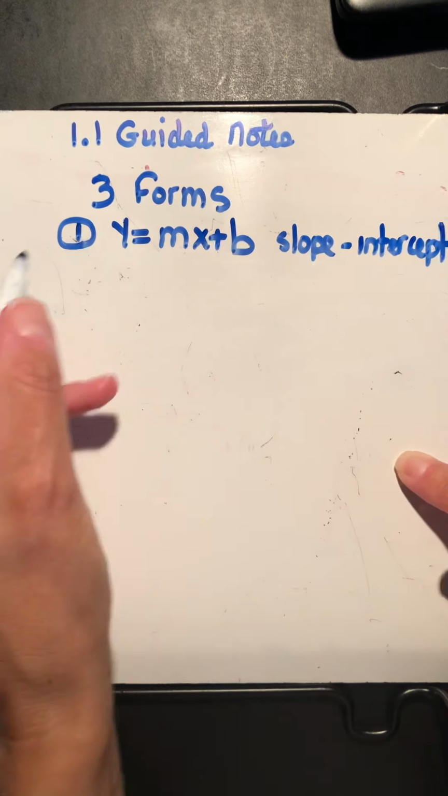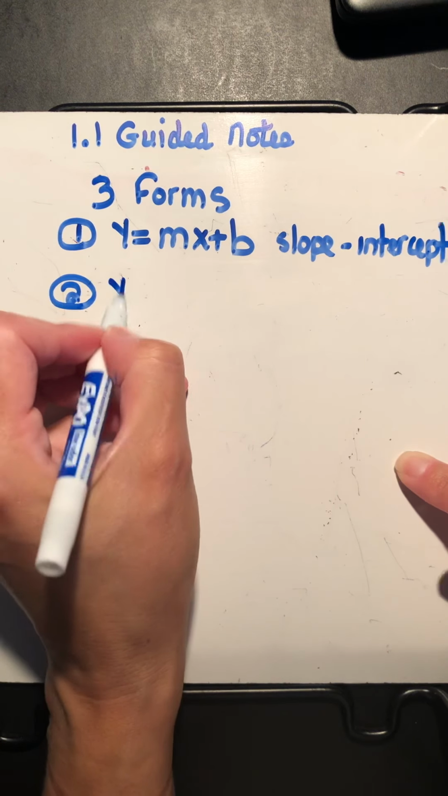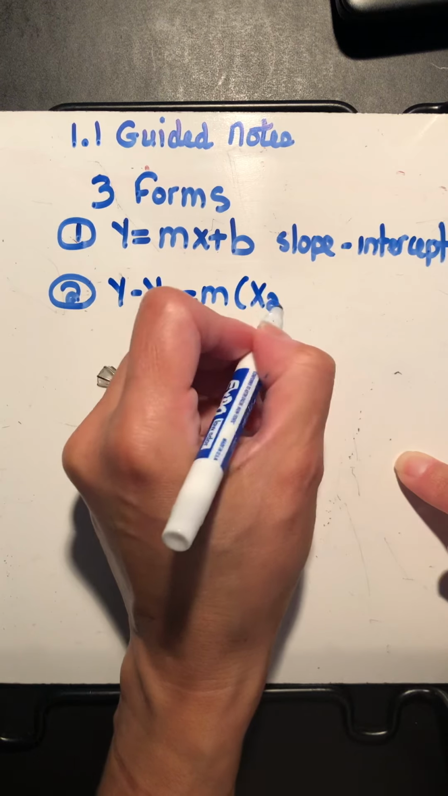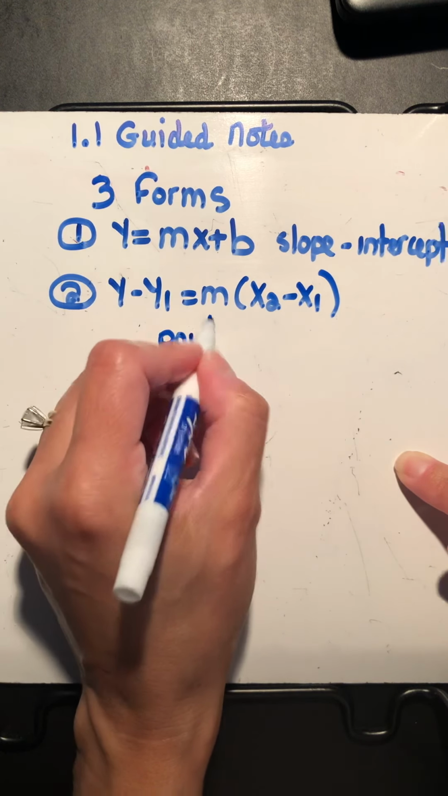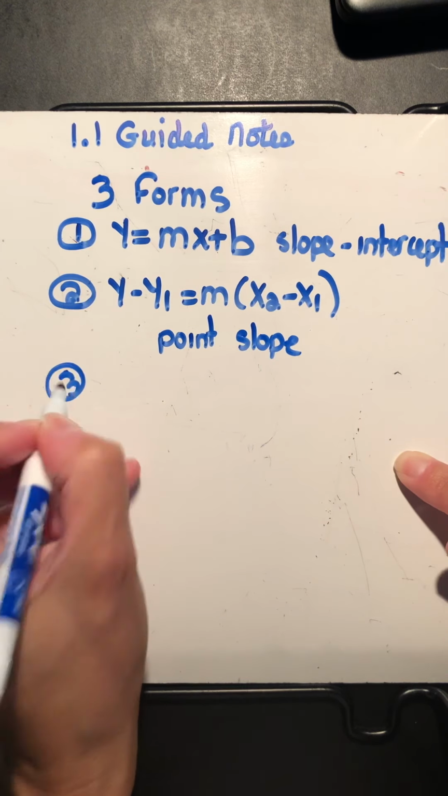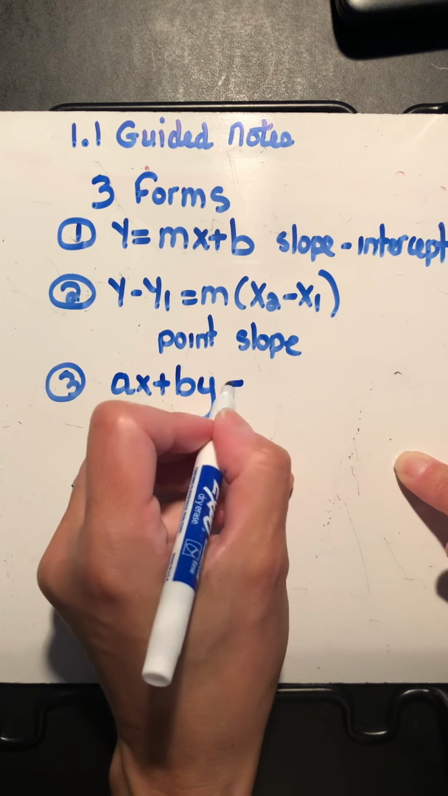Okay, we also have point-slope form, which we just derived in the previous video: y minus y1 equals m times the quantity x2 minus x1. Remember, we call this point slope. And then finally, we have standard form, ax plus by equals c.